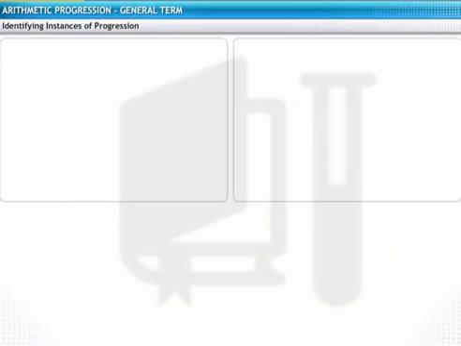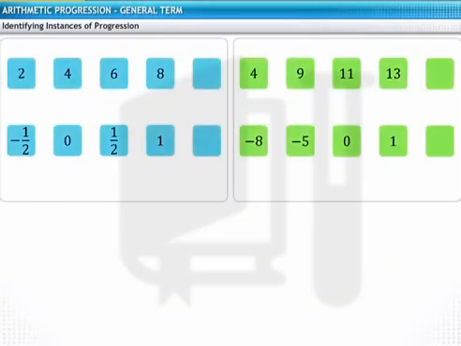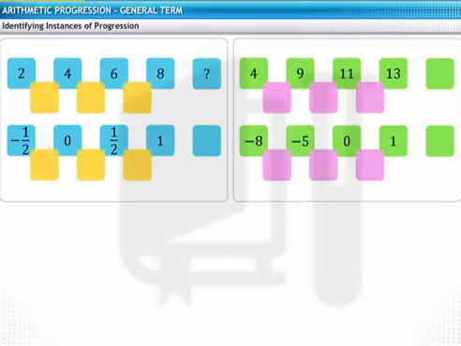To understand progression, take a look at some sequences. For example, consider the sequence 2, 4, 6, 8, and so on. You need to predict the fifth term in this sequence. If you analyze this sequence, you will find a constant between every two successive terms. For instance, 4 equals 2 plus 2, 6 equals 2 plus 4, 8 equals 2 plus 6. As you can see, the constant is 2. Therefore, fifth term equals constant plus fourth term, which is 10 equals 2 plus 8.